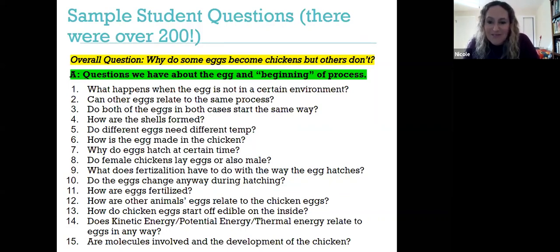Are molecules involved in the development of chickens? Again, that clearly came from make sure you ask about our past phenomena. Do eggs need different temperatures? Again, relating back to other phenomena. So I just wanted to show you the power of the results that you get when you do some of these steps to help them strategize their questions.